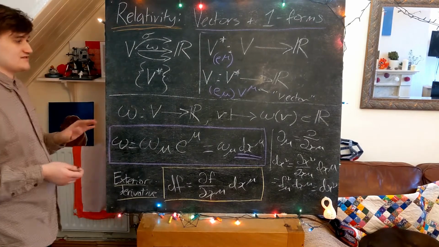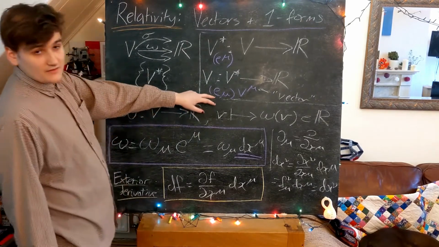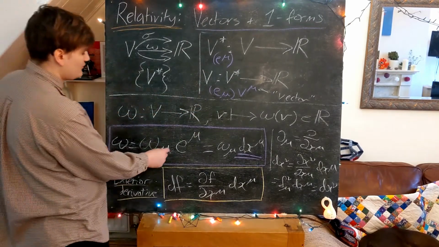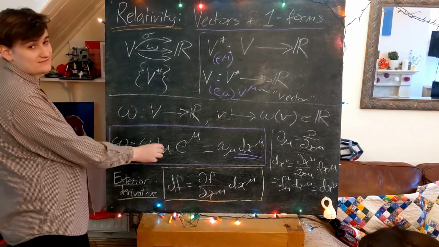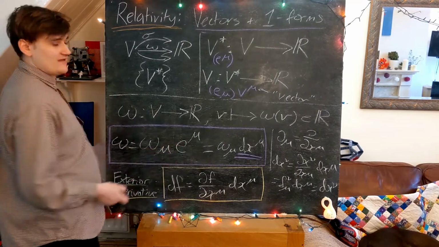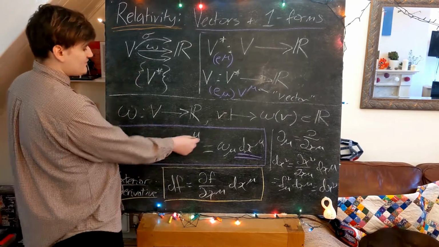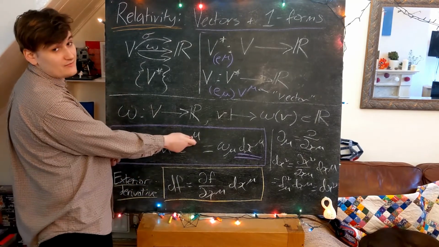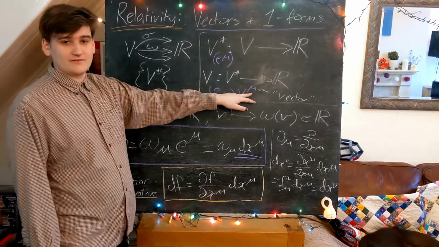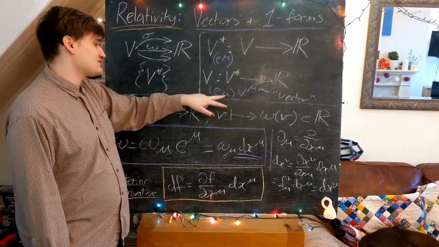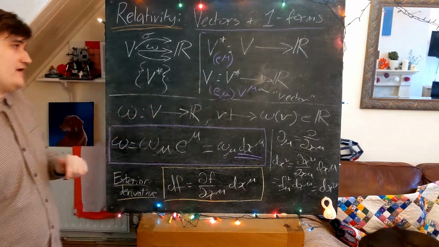And so I just briefly commented about the conventions that we use for our components. We always say that our one form components have lower indices, and then to remember, there's some convention, our basis has to have an upper index, and then likewise with vectors, vector components have upper indices and their bases have lower indices.